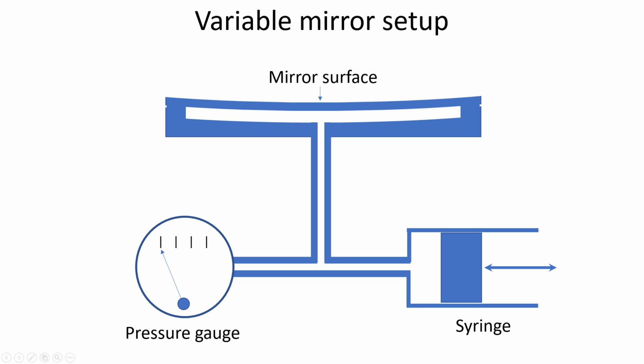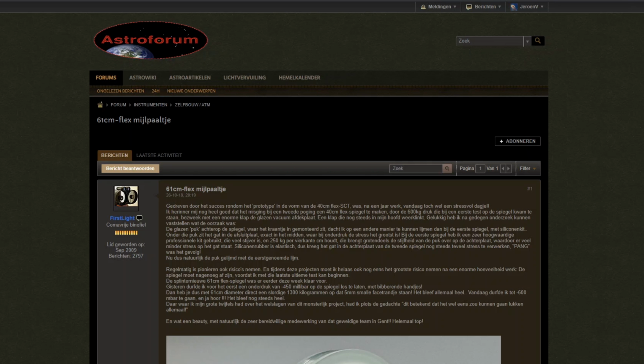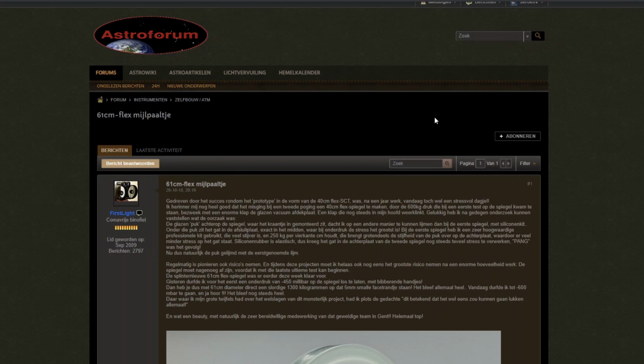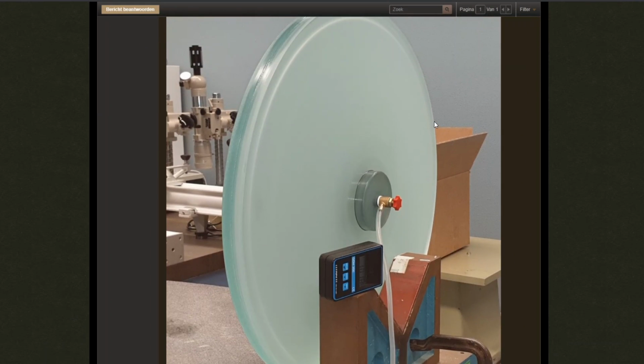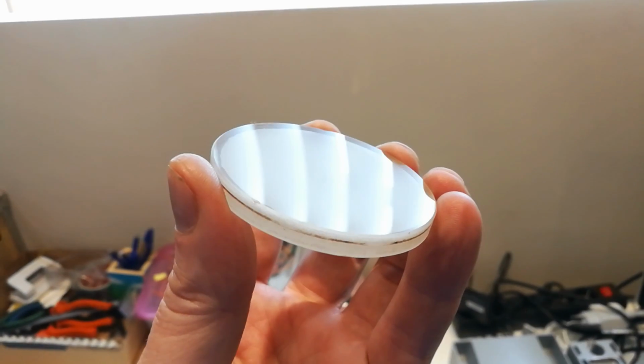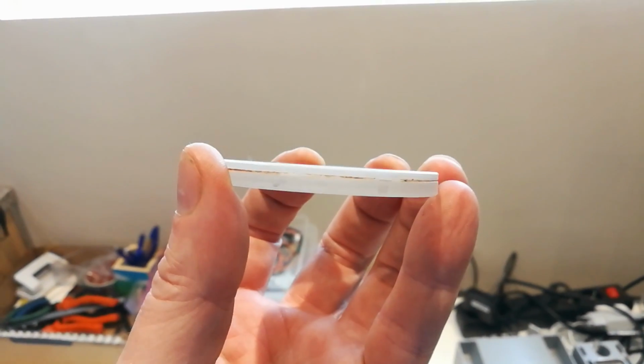So as I said in the intro, one way to achieve this is by making a hollow mirror and then change the shape of the front surface by changing the pressure inside. Now, just to be clear, I didn't invent this. People have been making this type of mirror for many years, and I actually got inspired by a topic on a Dutch Astro forum, where a user named First Light was building variable mirrors with diameters of more than 600 millimeters. Now mine's a bit more modest, it's only 60 millimeters in diameter and about 5 millimeters thick.